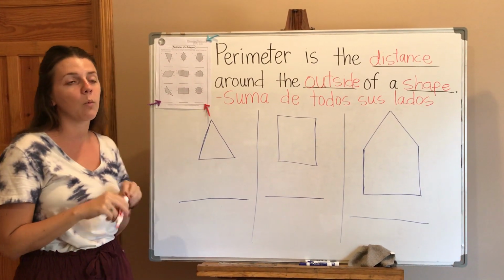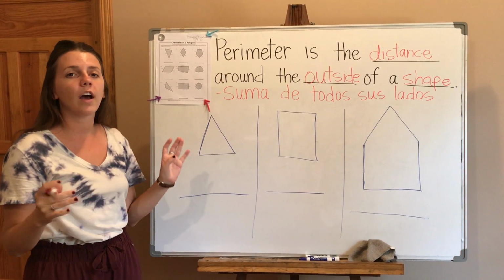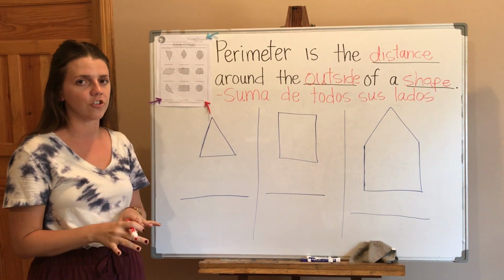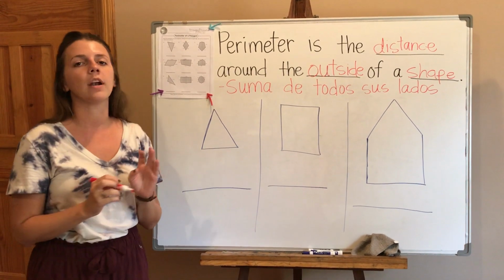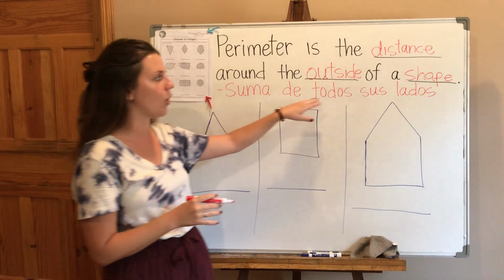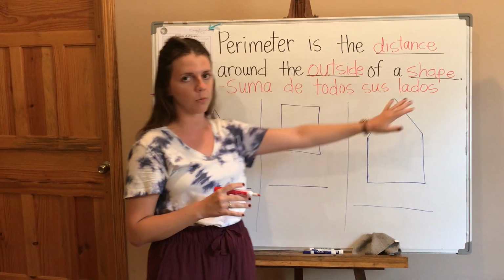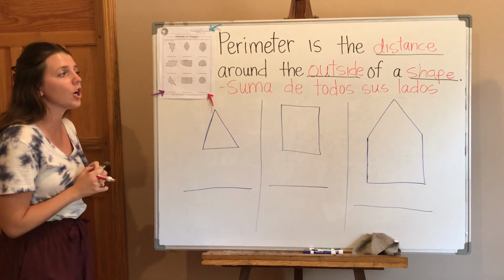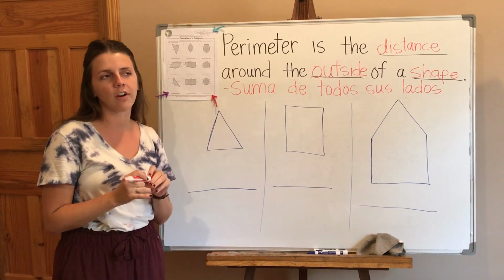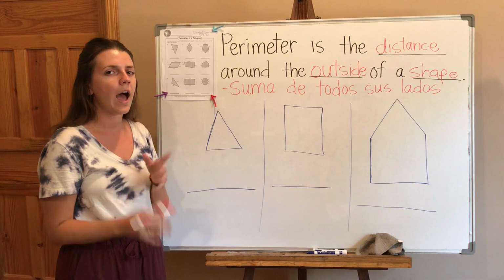And we remember that when we do perimeter, we're finding the sum of all of the sides of our shape. So I wrote that part in Spanish for you. Perimeter is the suma de todos sus lados when we're looking at a shape. So on your paper, it's already measured for you, but I thought this would be a good opportunity for us to go over again how we measure.